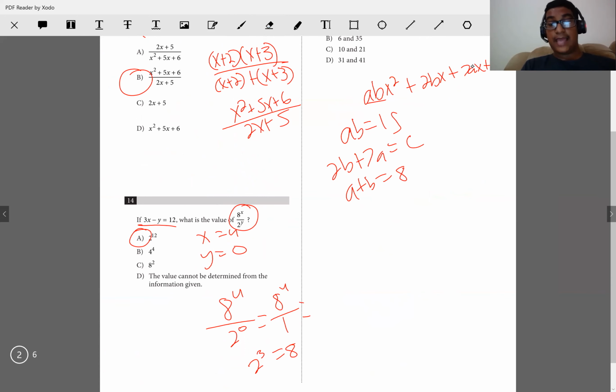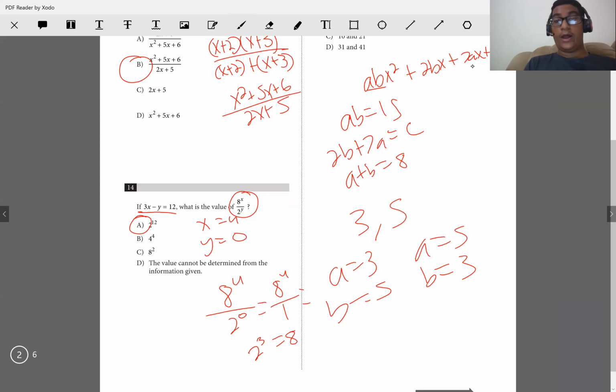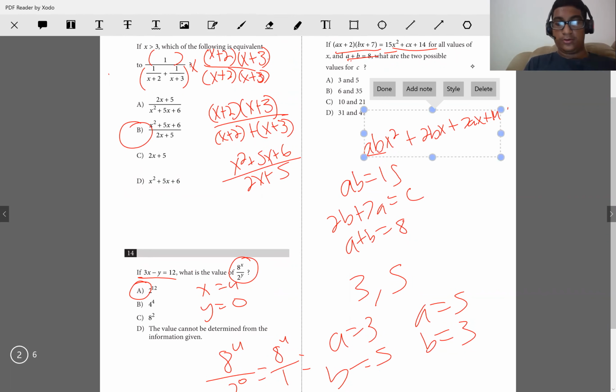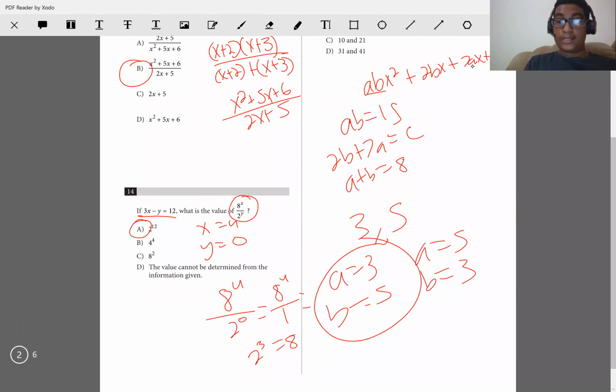So two numbers that add up to 8 and that multiply to 15 are 3 and 5. So that means you can say A equals 3, B equals 5, or A equals 5, B equals 3. You can do either one, because if you see all the answer choices are different, so you can just do one of them, and I'm just going to do this one.